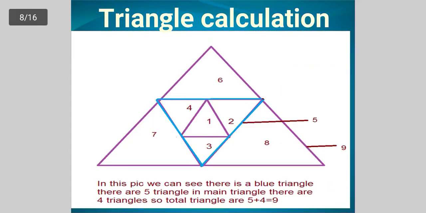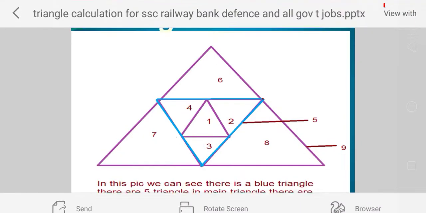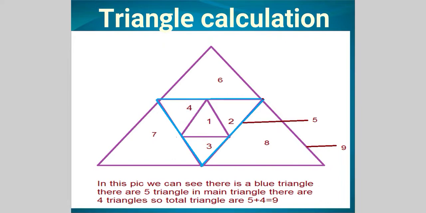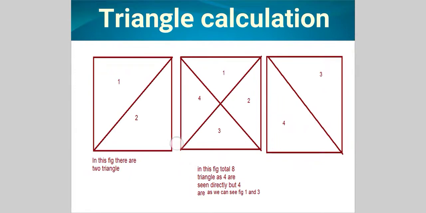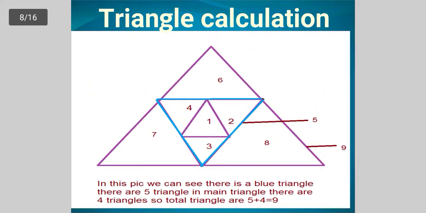Here again we are seeing one complicated figure. We have one triangle, 2, 3, 4, 5. This is the fifth triangle, 6, 7, 8, and this is the ninth triangle.